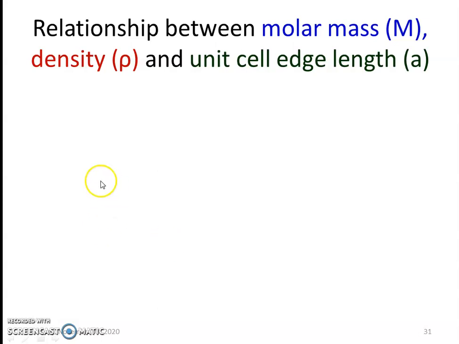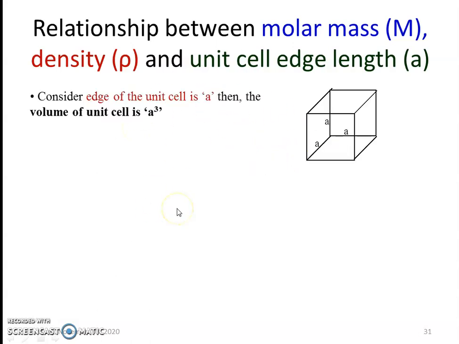In the last video, we discussed the packing efficiency of the body-centered cubic cell. In this video, we are going to discuss the relationship between molar mass, density, and unit cell edge length. Now consider the edge of the unit cell a. Then the volume of the unit cell will be a cube.